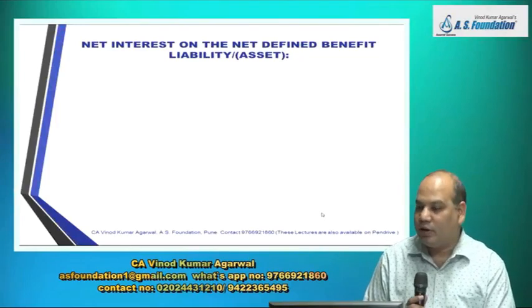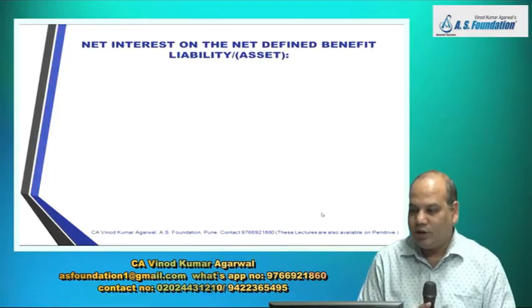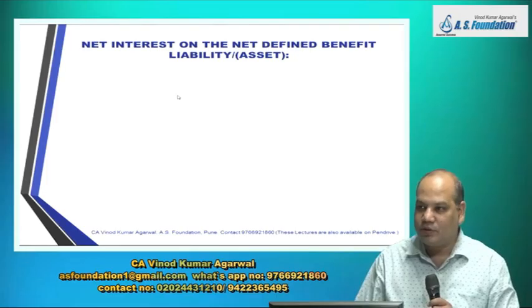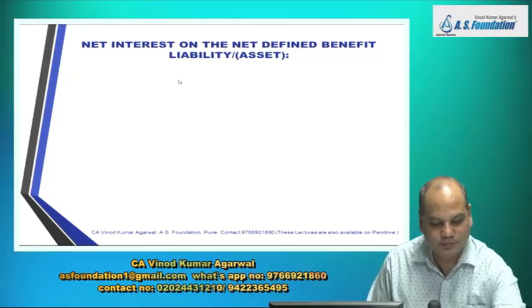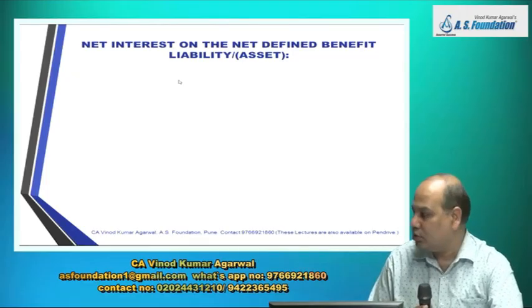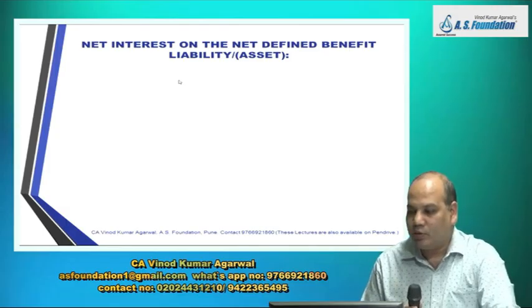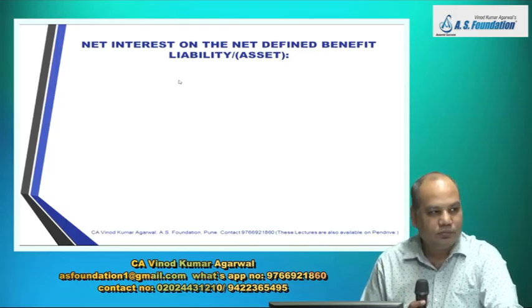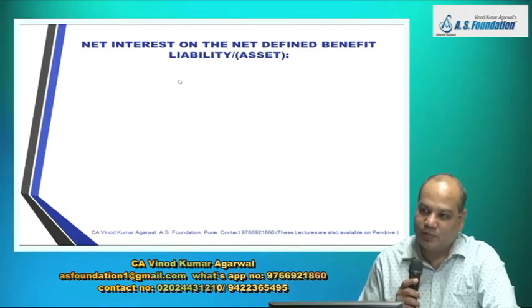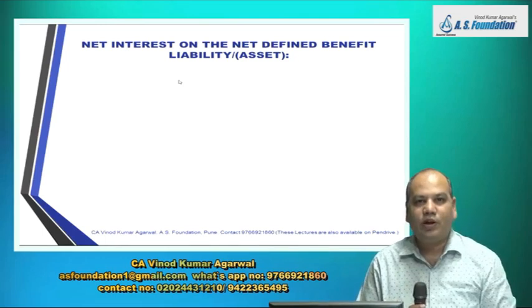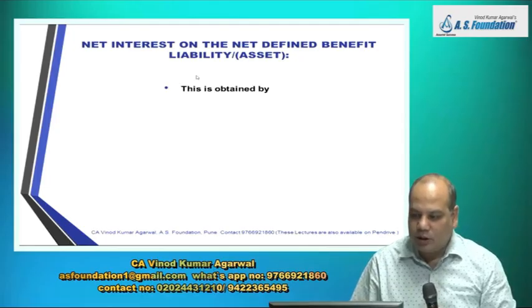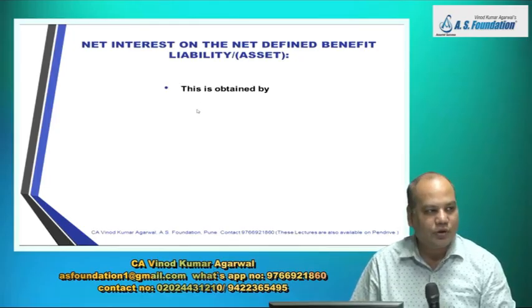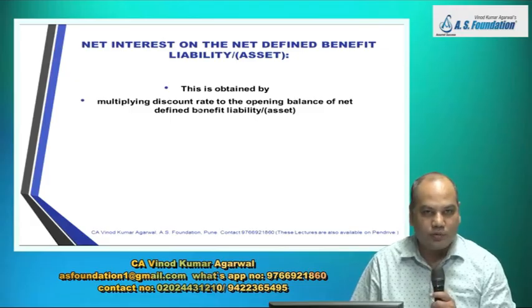Paragraph 25. Net interest on the net defined benefit liability or asset. We will calculate interest on two items: interest on obligation and interest on plan asset. Both will be calculated at the same rate. And then the net amount will be shown as finance cost in the profit and loss account.